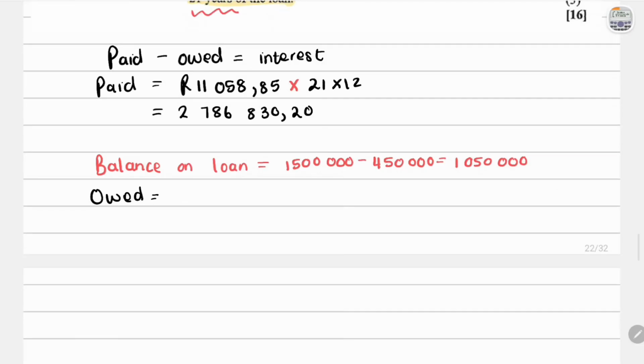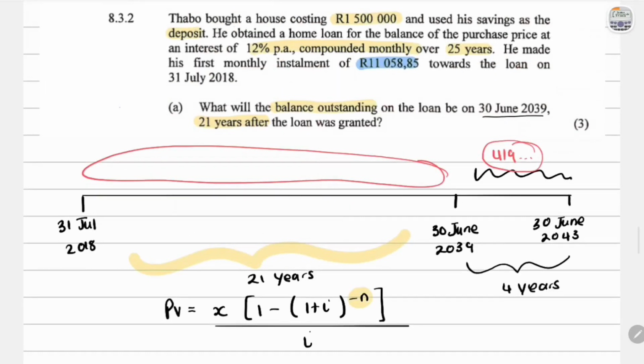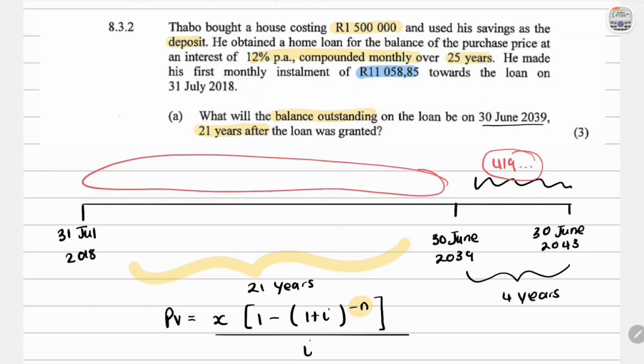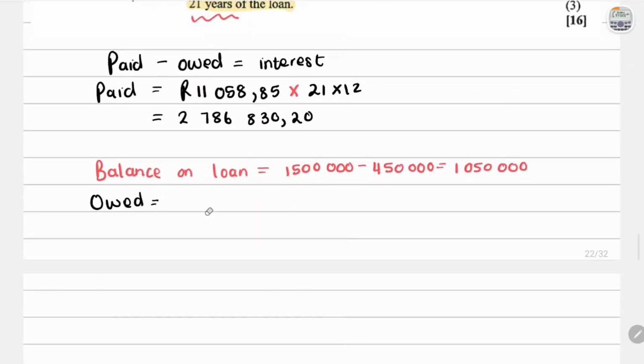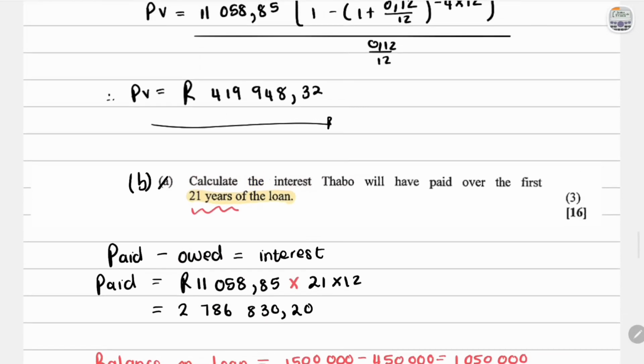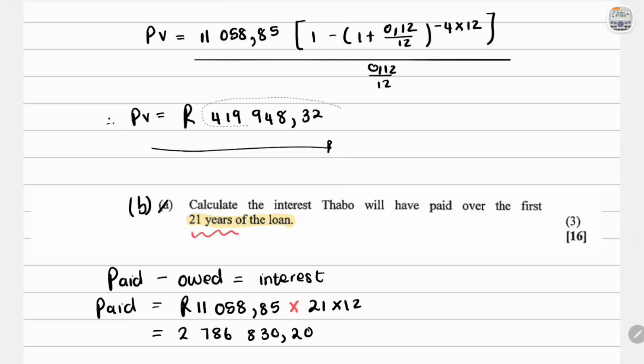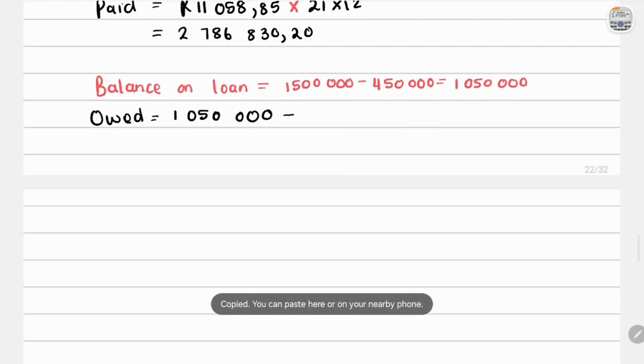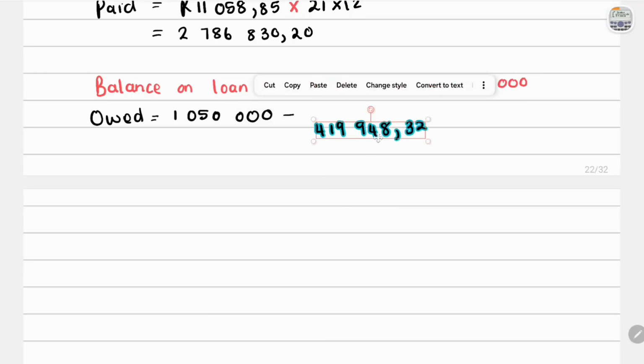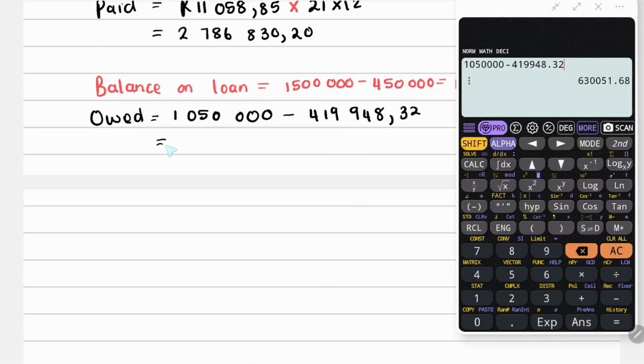So now to find out how much he would have owed in that 21 years, again, we're going to say the entire value of the loan minus the amounts that he would have owed in this last 4 years after 21 years has passed. So that would be the 1,050,000 Rand minus this 419,000, because that's what he would have owed the bank after 21 years has passed, meaning within that 4 years that he had left to pay. And that amount is 630,051.68. That is how much he is going to have owed.